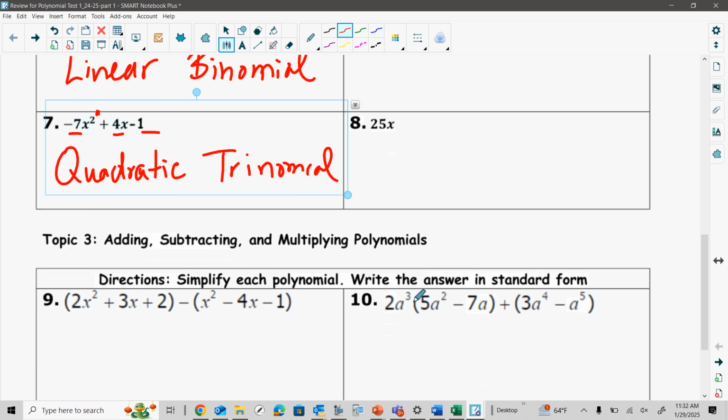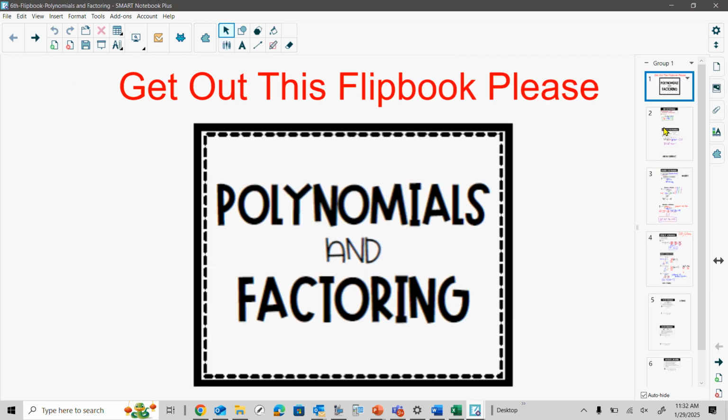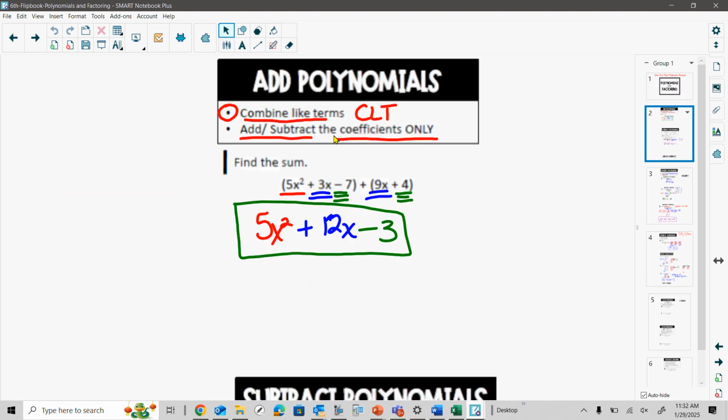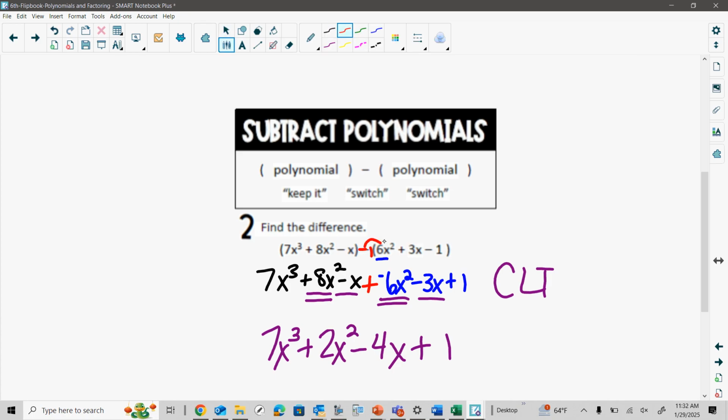Now topic 3, adding and subtracting polynomials. That goes into our purple flip book. The first tab we did was combining like terms for adding and subtracting. Keep, switch. We want to distribute the -1. There's like an invisible -1 right here that we distribute to change the sign.